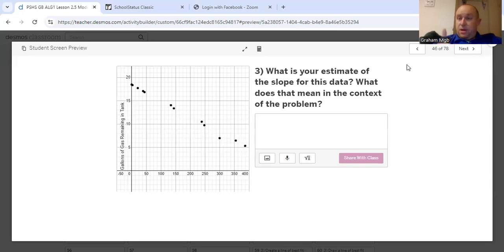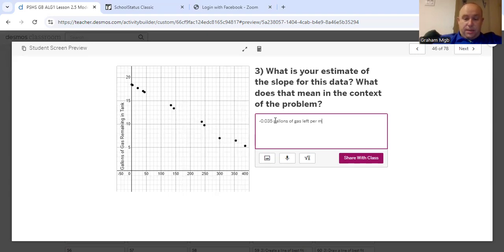What is your estimate of the slope? Well, I ended up with negative 0.035. And we got to think about what does this actually mean? Well, something's going down in this question. We talked about it right at the start. It's actually how much gas is going down. We're looking at the Y values here. So this is how many gallons of gas remaining in the tank. That's what's going down. So the gallons of gas left.